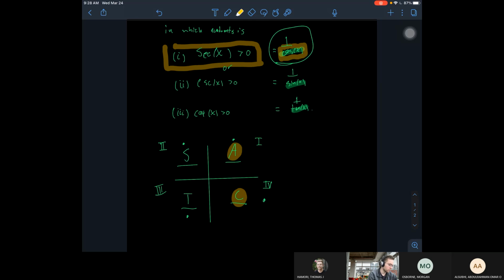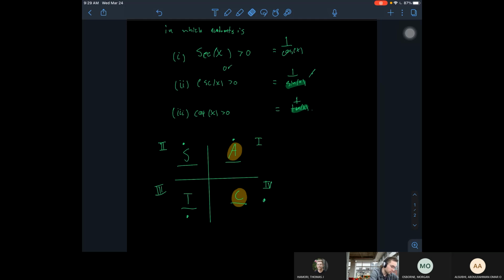So 1 over sine is positive in quadrant 2, correct? Yes, and then there's one other quadrant where it's also positive. Where else is sine of x positive? It's positive in quadrant 2, and where else? Quadrant 1, yeah. All trigonometric functions are positive in quadrant 1. And then tangent is positive in quadrant 3 and 1. That's right.